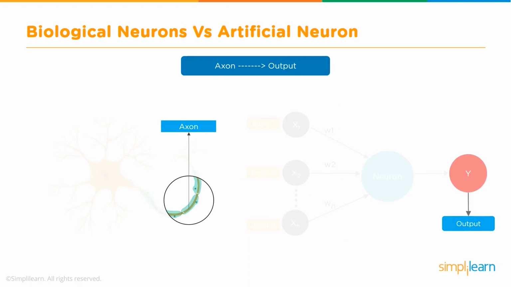Biological neurons are also interconnected. There are billions of neurons that are interconnected in the same way artificial neurons are also interconnected. So the output from one neuron will be fed as an input to another neuron and so on.